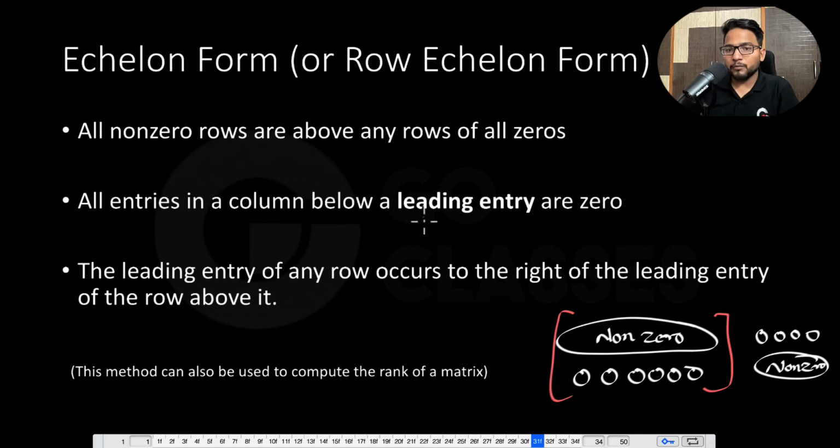All entries in a column below the leading entry are zero. Which means, let's suppose this is the leading entry, and everything below it should be zero. That's what they are saying. The leading entry of any row occurs to the right of the leading entry of any other row above it. I will tell you what these three statements mean. Let me give an example.